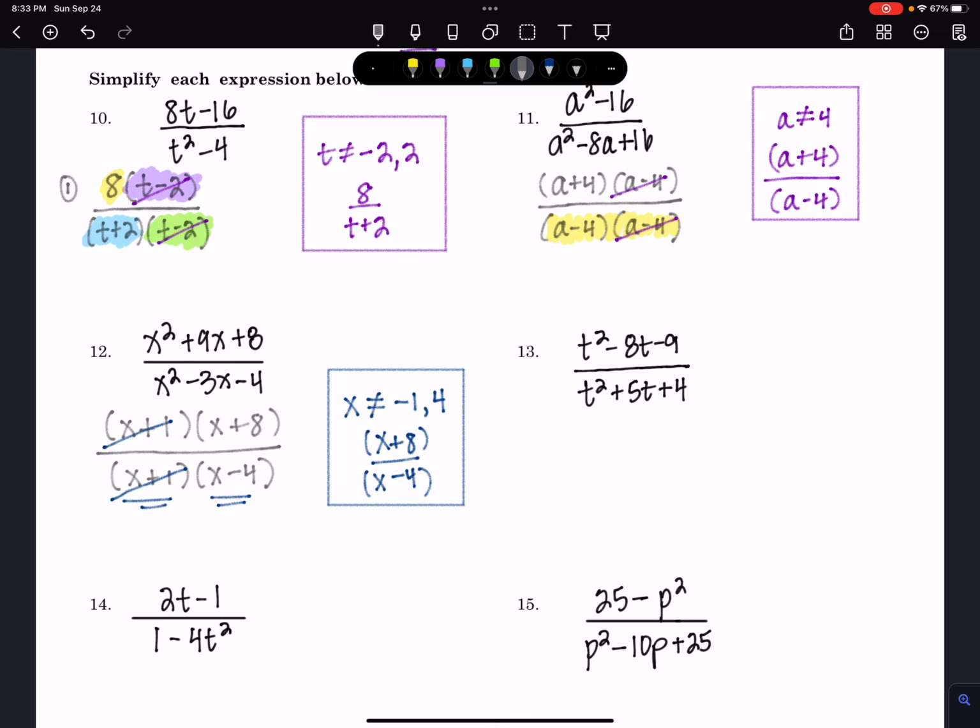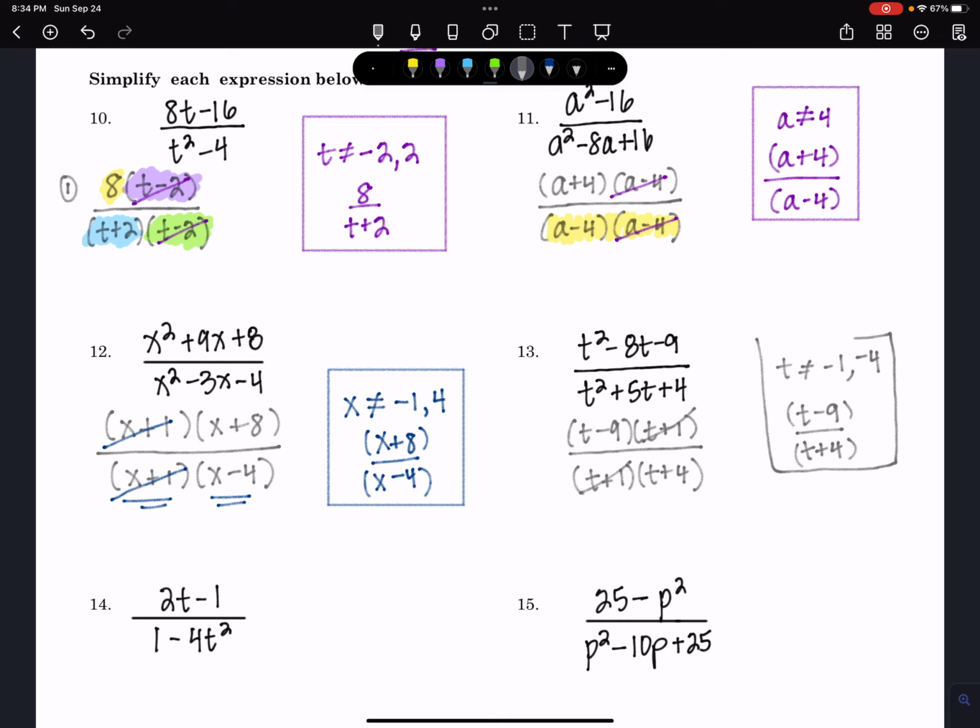Okay, on number 13, it factors to be t minus 9, t plus 1, and the denominator is t plus 1, t plus 4. Now, t cannot equal negative 1, nor can it equal negative 4. The t plus 1's cancel, and we're left with t minus 9 in the numerator over t plus 4 in the denominator. I'm going to put those in parentheses just to remind myself that the t's cannot cancel out.